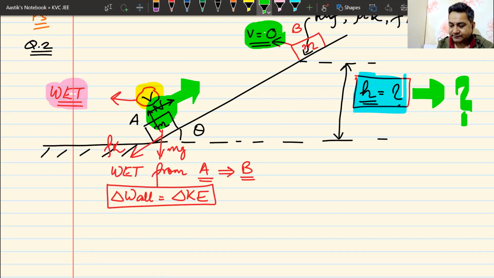This you must know at least. No one knows the work done by normal reaction? Okay. Your part 2 IIT is getting tougher day by day. Okay, the work done by normal reaction is zero.